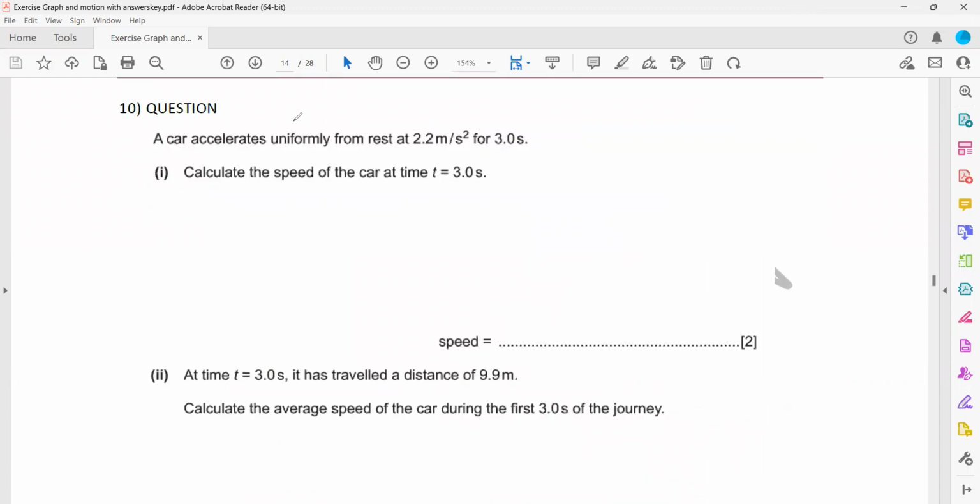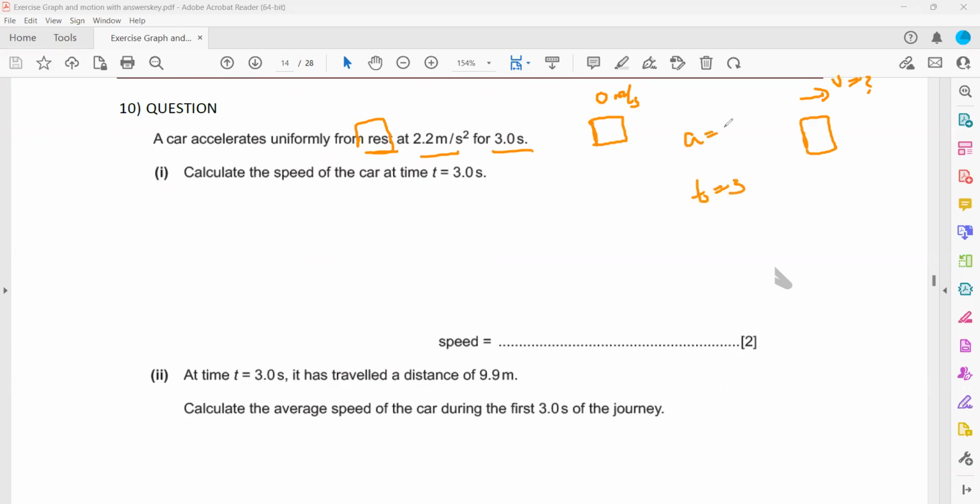In question 10, a car accelerates uniformly from rest at 2.2 meter per second square for 3 seconds. We have to find the speed of the car. There was a car which was initially at rest. So what will be the speed of a car when it was at rest? Stationary. So initial speed will be 0. So initial speed of the car is 0 meter per second. They mentioned we want to calculate the speed of this car after 3 seconds.